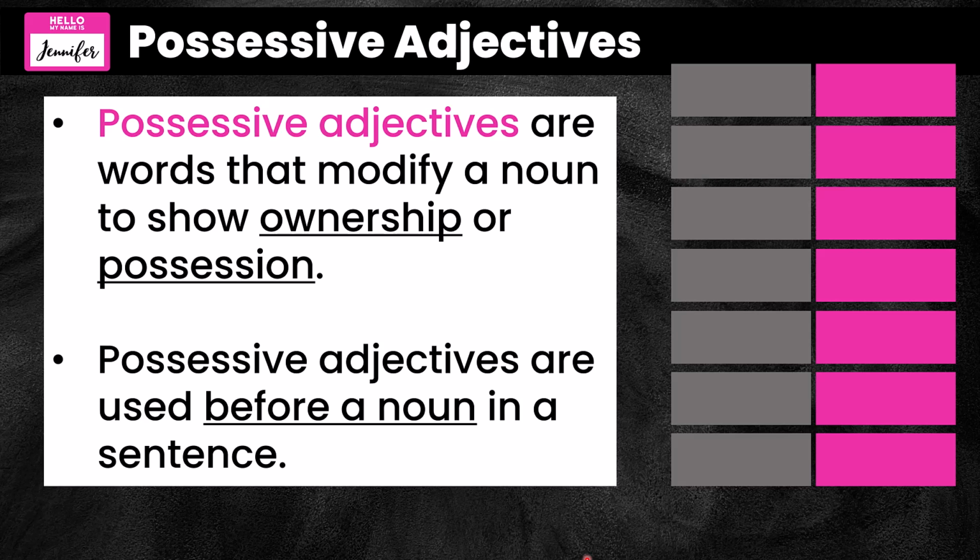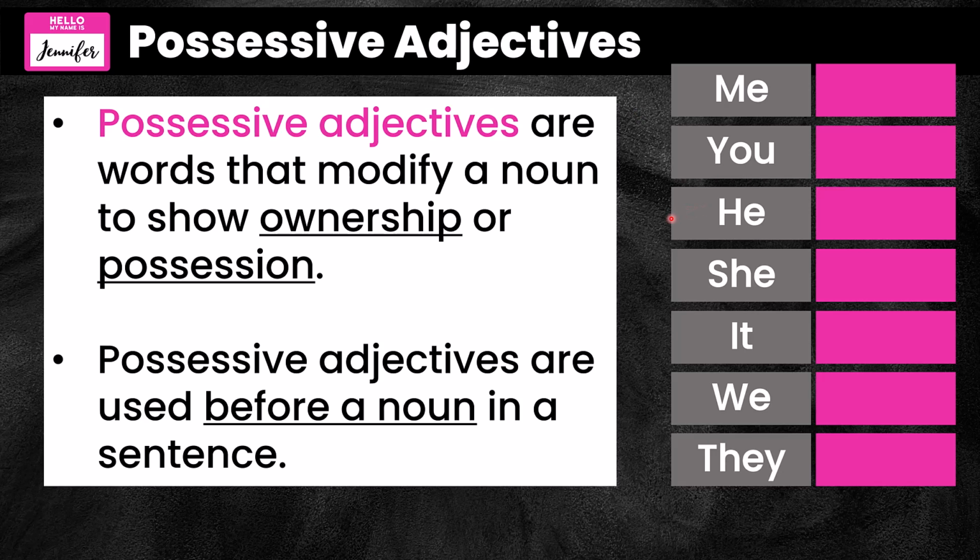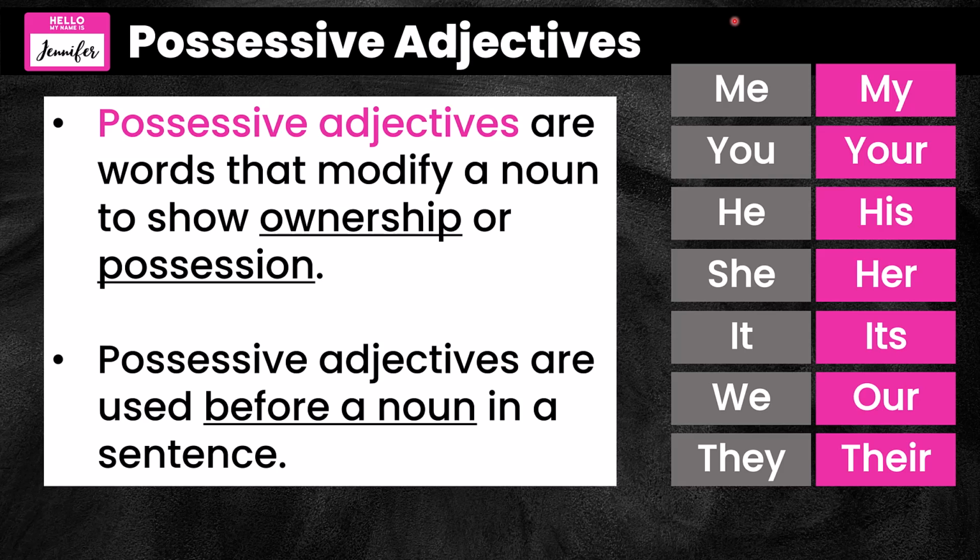So let's quickly take a look at personal pronouns. So personal pronouns are used as a substitute for the proper name of a person. So the personal pronouns are me, you, he, she, it, we, and they. So instead of saying Jake rides his bike, I can say he rides his bike. So the possessive adjectives are my, your, his, her, its, our, and their.